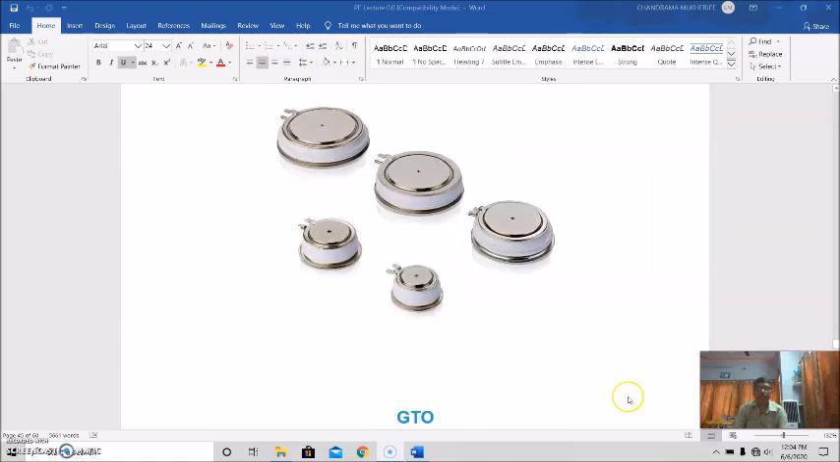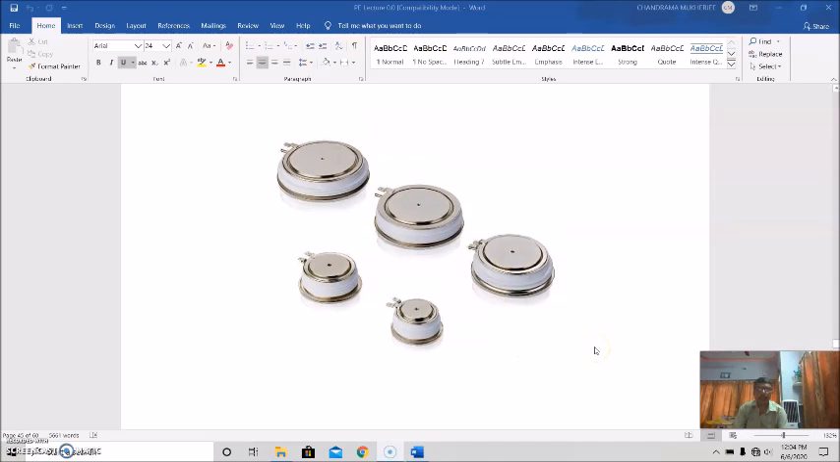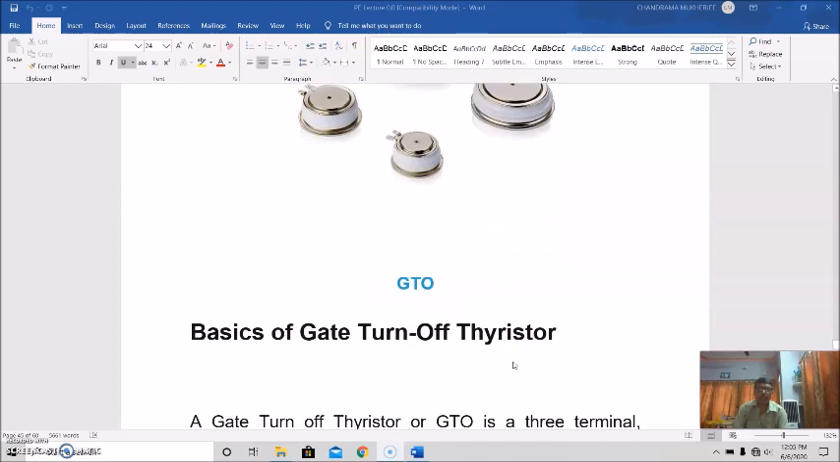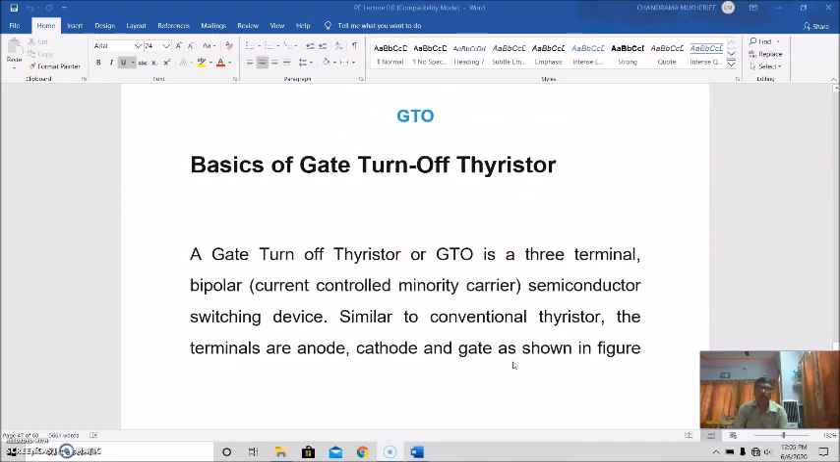So these are some basic real-life GTOs which are found in the market. You see, the anode, cathode, and two gates are also being shown here. Now, what are the basics of the gate turn-off thyristor?